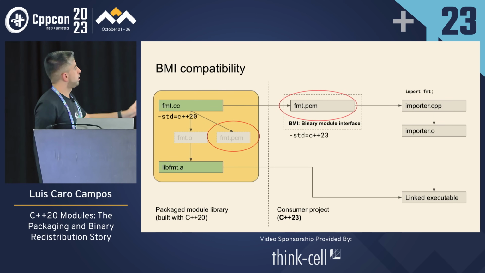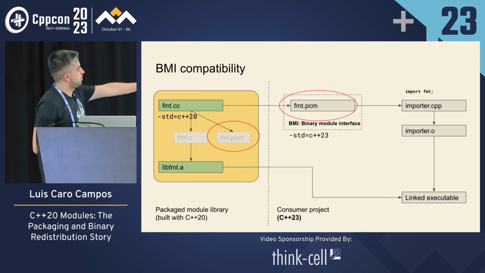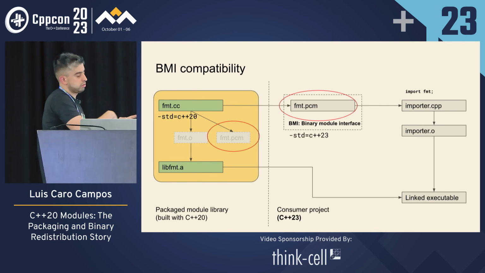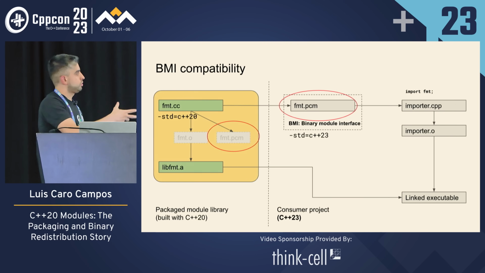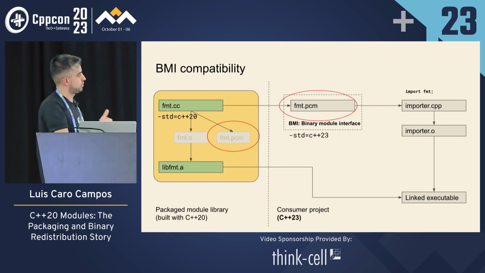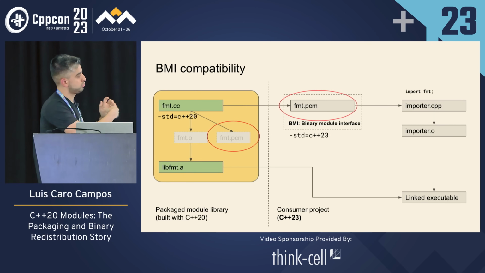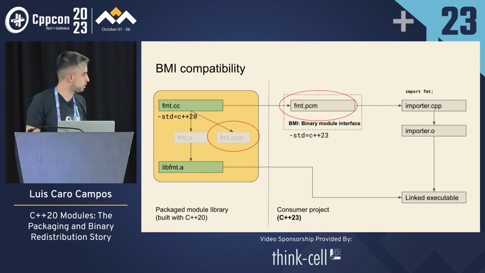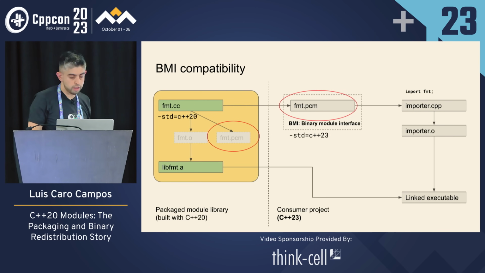Notice that we discarded the BMI that was generated when building the library, since they were built completely differently. What generating the BMI on the consumer side gives you is that it brings you closer to something you can actually import, because the importer there has -std=c++23 as well.